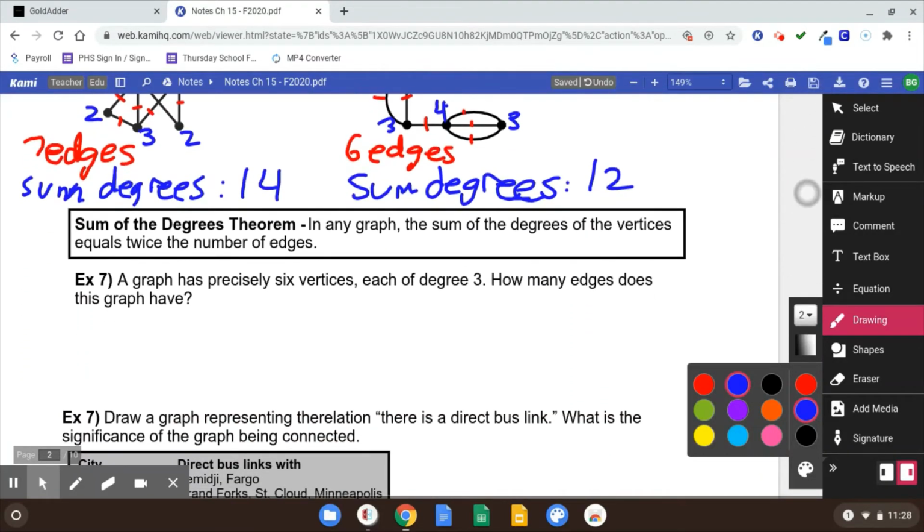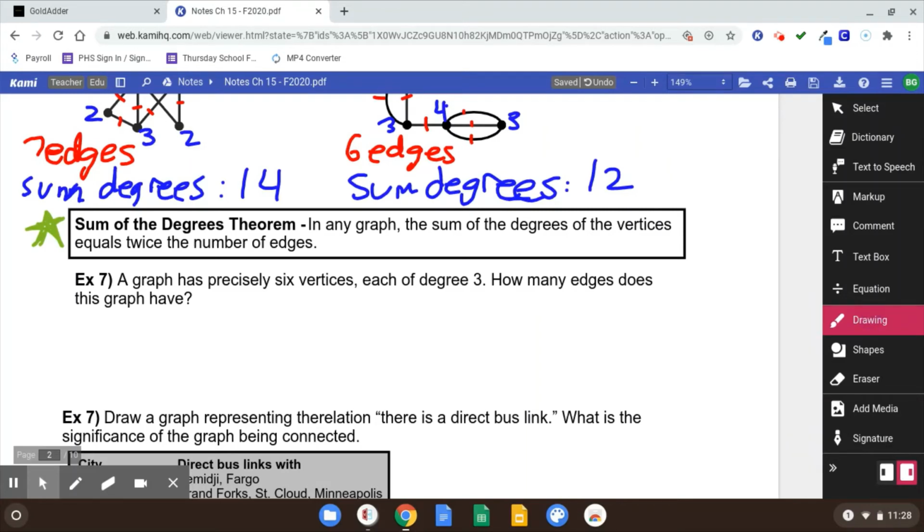That's this next thing right here. That's the sum of the degrees theorem. Put a star by that. That's going to come back at some point. The sum of the degrees theorem. In any graph, the sum of the degrees of the vertices equals twice the number of edges, okay? The sum of the degrees of the vertices equals twice the number of edges.